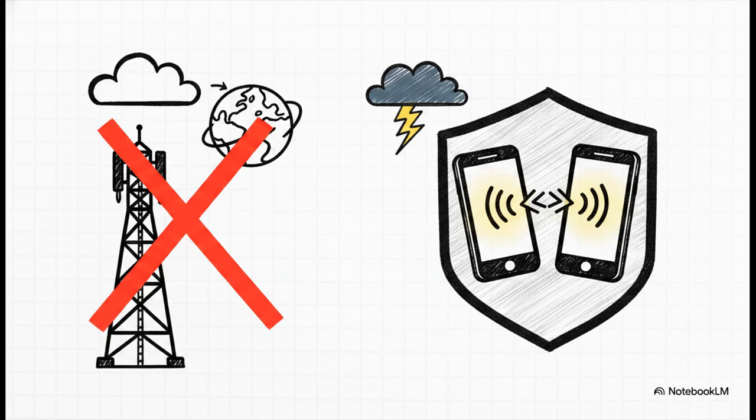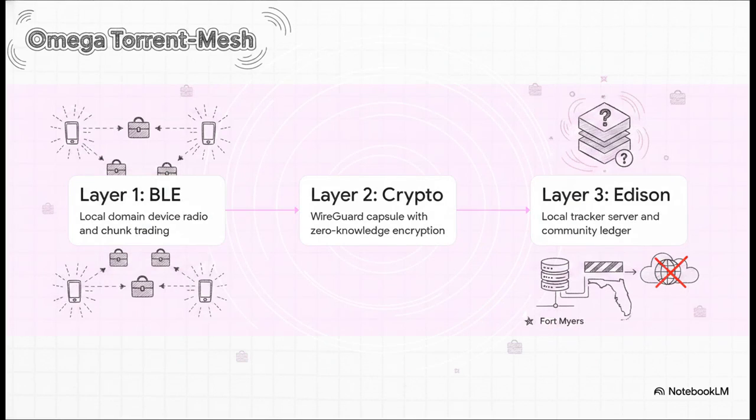The big idea here is total data immunity. Your data actually moves through local radio waves and cryptographic capsules, completely isolated from public web tracking pools. It's designed to keep working even in blackouts or disaster scenarios where normal connectivity just vanishes. So how does that actually work in practice? It uses what they call the Omega Torrent-Mesh, and it's structured in three really fascinating layers.